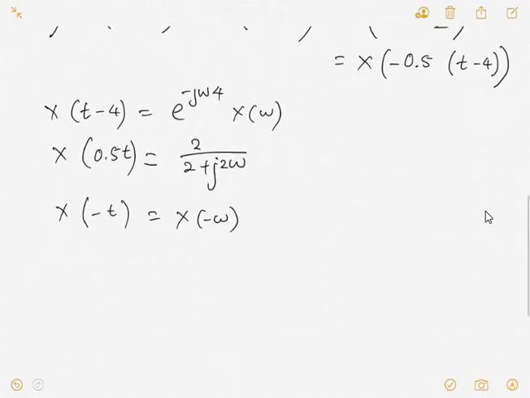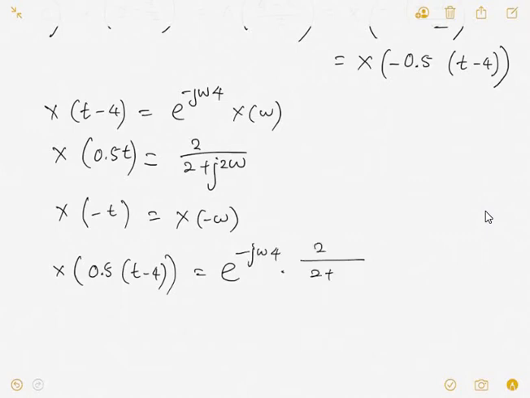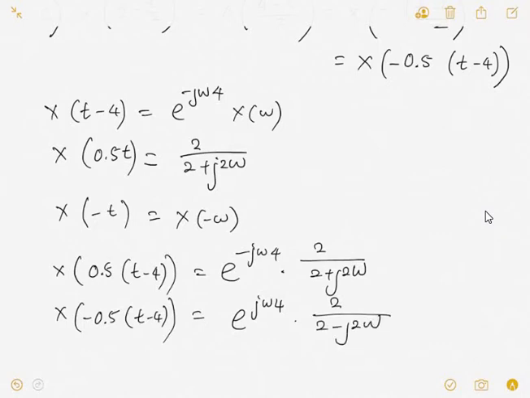Okay, now we put it all together. If I have x(0.5t - 4), I would have e^(j omega 4) times 2 over 2 plus j 2 omega. If I have x(-0.5t - 4), I would have e^(j omega 4) times 2 over 2 minus j 2 omega. Okay?